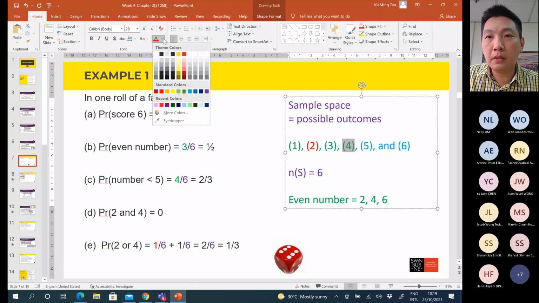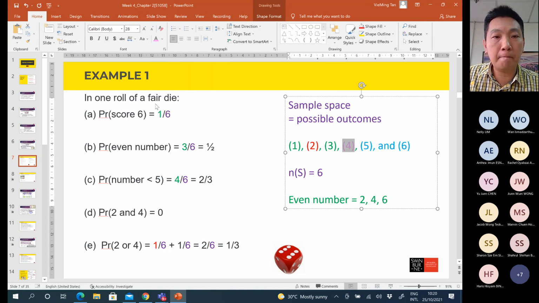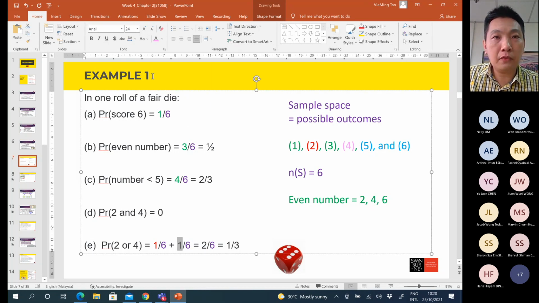This one maybe I can use. I already use 2 for this one. For 4 I use pink color. All right, so this is pink. Okay, 4 is pink. One dimension consists of score 4.